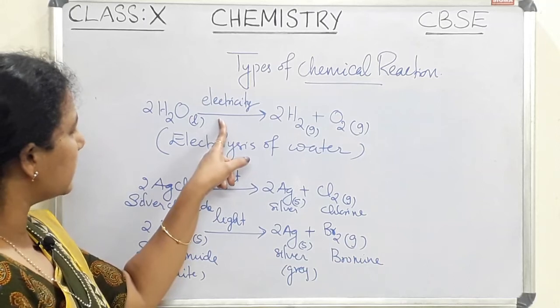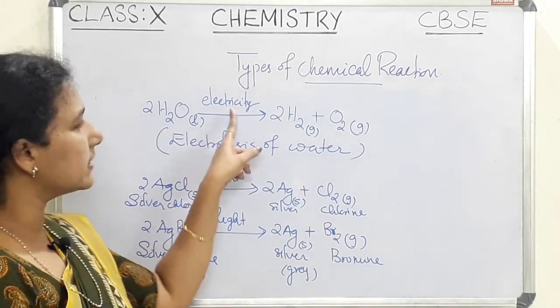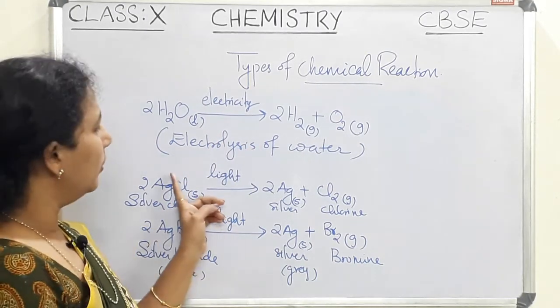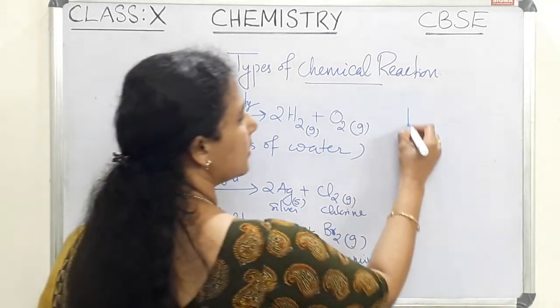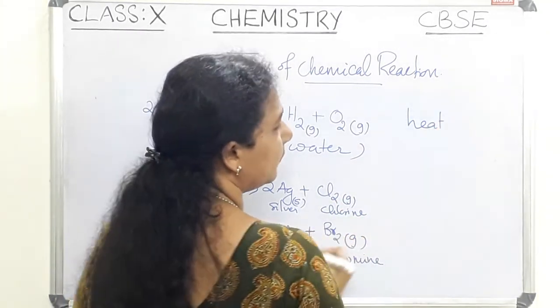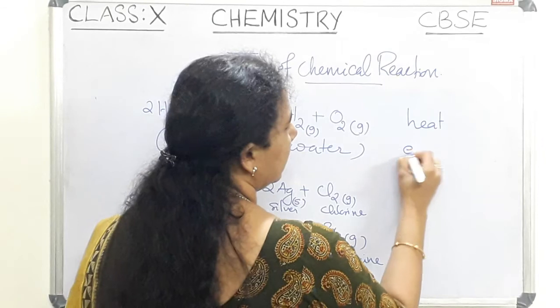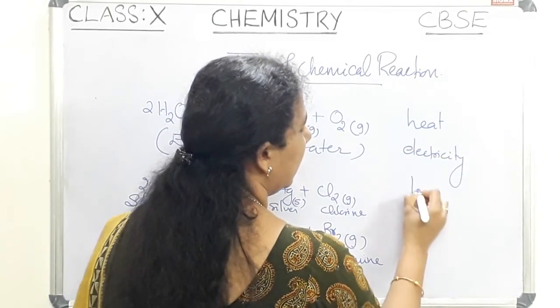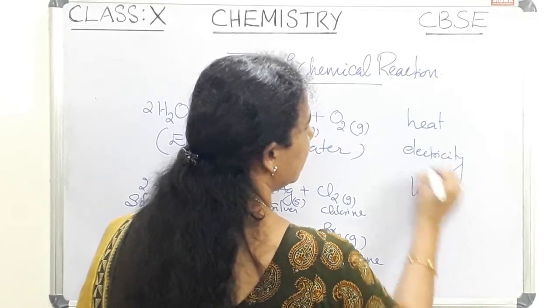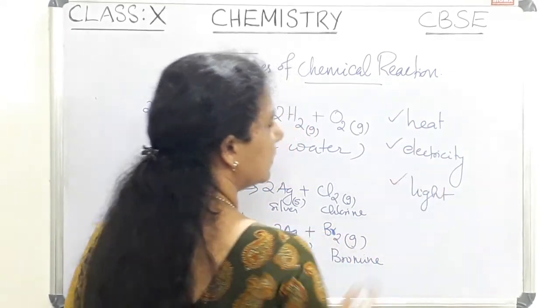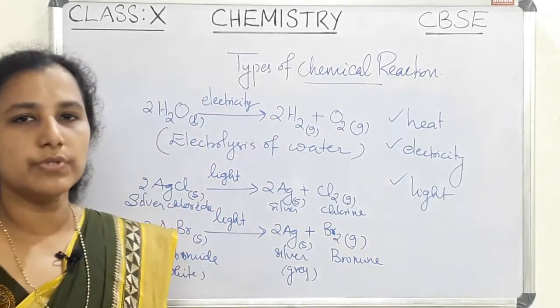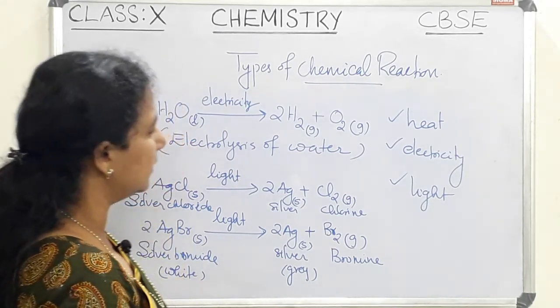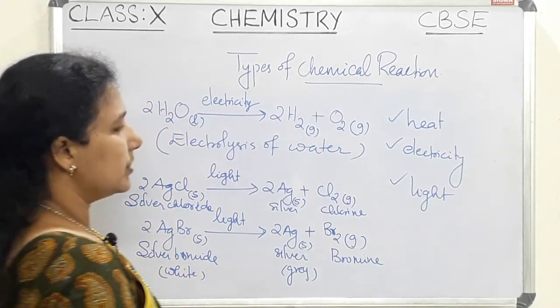In the case of H2O, electricity is used. So we have seen heat energy is used in some type of decomposition reaction, electricity is used, and light energy is also used. So three types of energy are used for decomposition reactions. So these are about decomposition reactions.